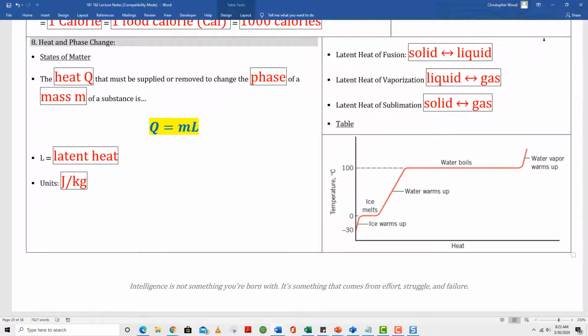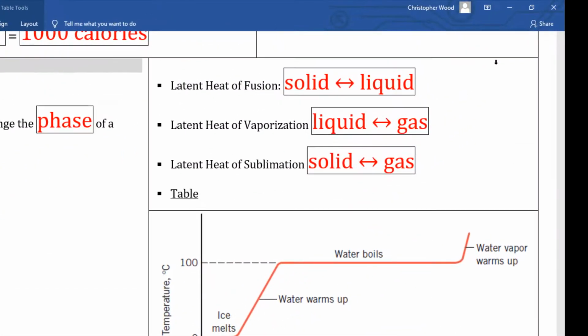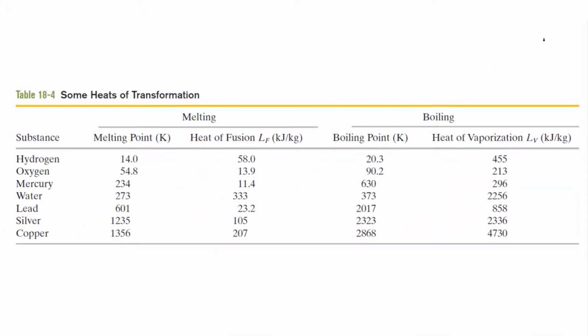Q equals mL is our defining equation. Q stands for the amount of heat, m is the mass that's being phase changed, and L is something called latent heat. If we're going between a solid and a liquid, we call that latent heat of fusion. If we're going between a liquid and a gas, that's called latent heat of vaporization. Going between a solid and a gas is called latent heat of sublimation. Here's another exciting table showing latent heats of fusion and latent heats of vaporization.